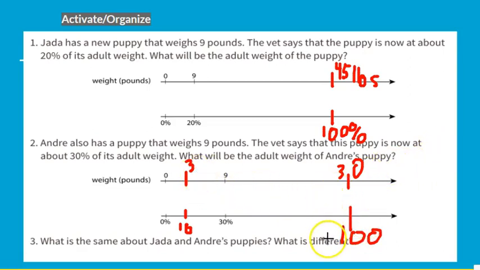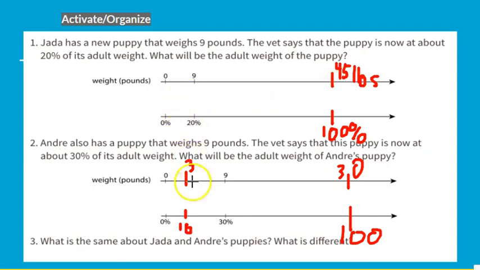What is the same about the puppies? Well, obviously, they are much smaller now as puppies than they will be as adults. They both weigh currently 9 pounds, but they are much different dogs. When Andre's puppy gets to 30 pounds as a full adult, Jada's is going to be 45 pounds, which is a larger dog.